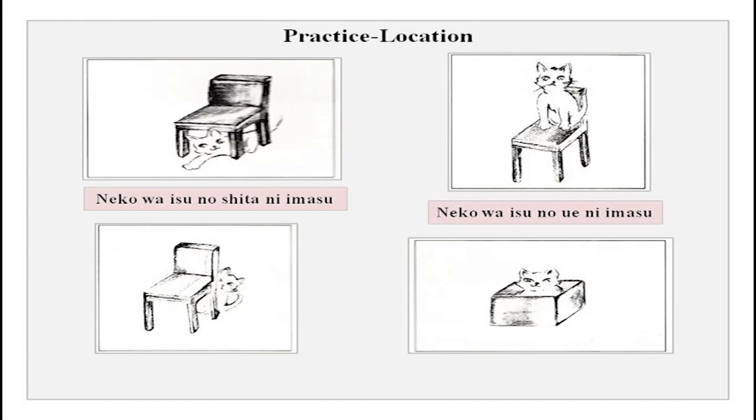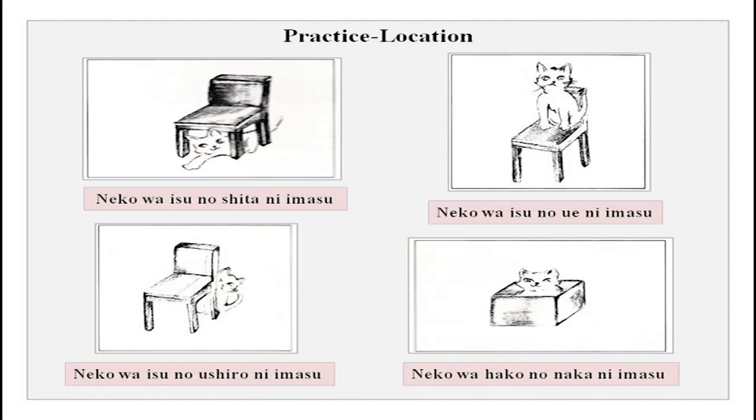Neko wa hako no naka ni imasu. Of course, over here again, you can remove the naka over here. Neko wa hako ni imasu is also used and correct. Neko wa isu no ue ni imasu, on top of the chair. And we have neko wa isu no ushiro ni imasu. So, this is how you can use your locational nouns that we have studied, and you can tell exactly where a thing is placed or where a person is placed with respect to another thing.